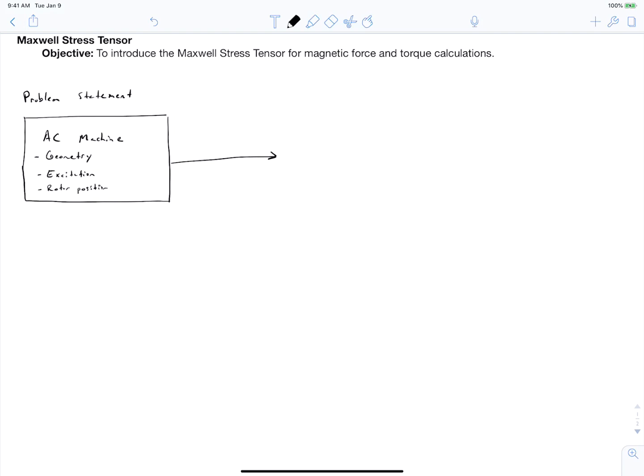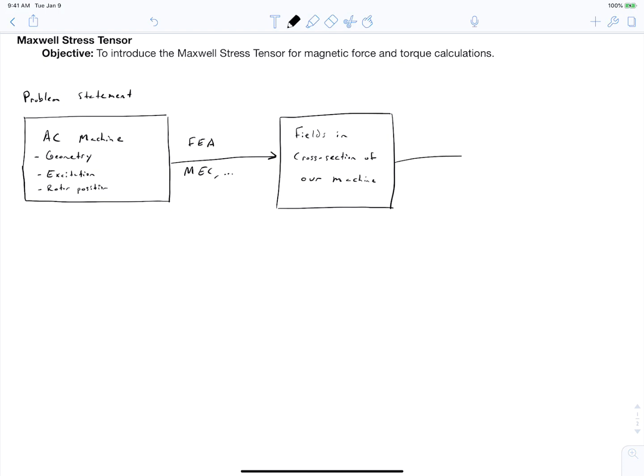And so our first step is that we take the geometry and then we calculate the fields. And we do this using either finite element analysis or one of the analytic techniques that we've been talking about, such as magnetic equivalent circuits or a direct solution. So we use our calculation technique and we get the fields in the cross-section of our machine. And once we have the fields, we then use a calculation method to determine the forces that are acting upon our rotor.